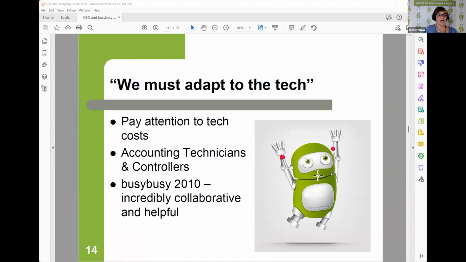Okay, so we must adapt to the tech. I went to a presentation where they said you must adapt to the technology, and it's true. No one's going to build their own software system from scratch. That would be crazy. But luckily, we don't have to adapt to the tech as much because we have BusyBusy, and they're incredibly collaborative and helpful. This is the kind of company you want to work with, because they're still open to ideas and development ideas. They're open to making changes to the third-party app that integrates to QuickBooks.